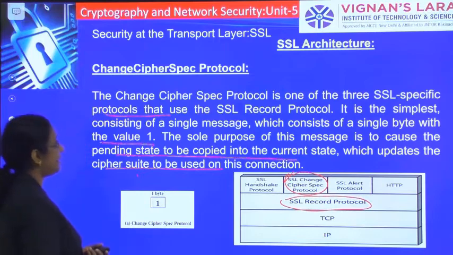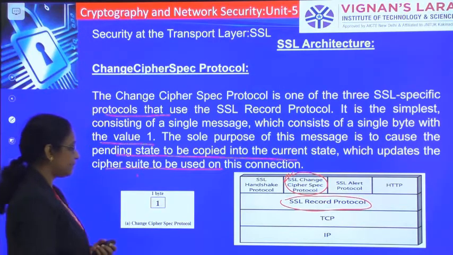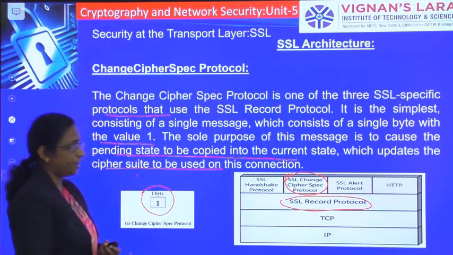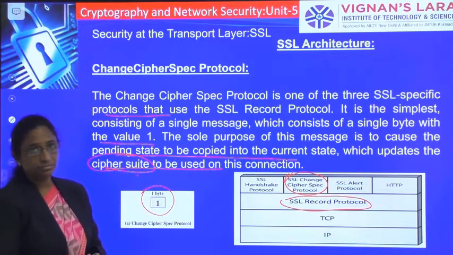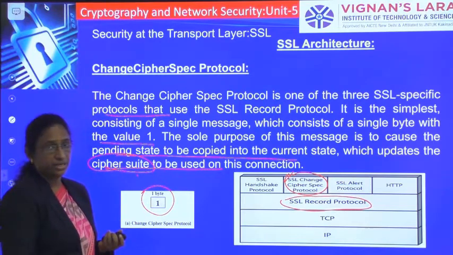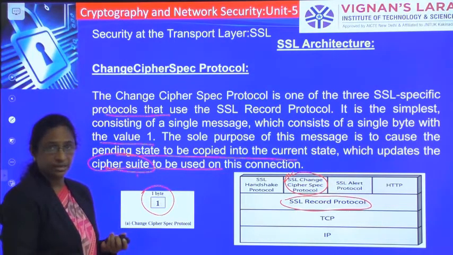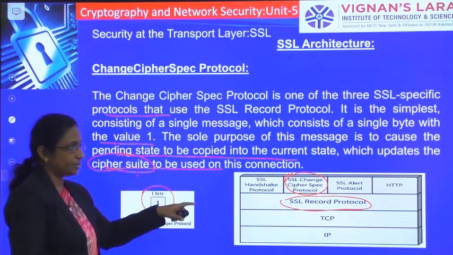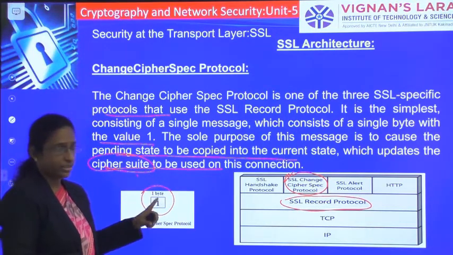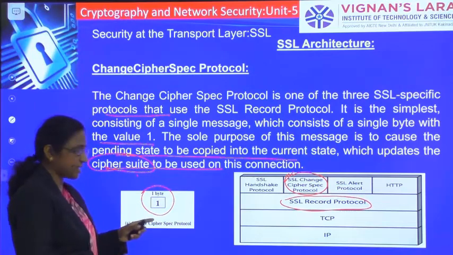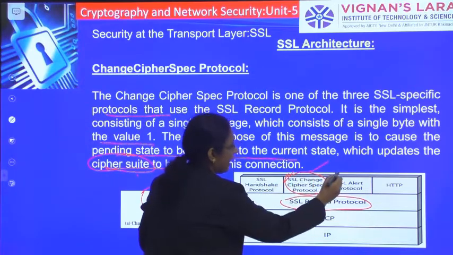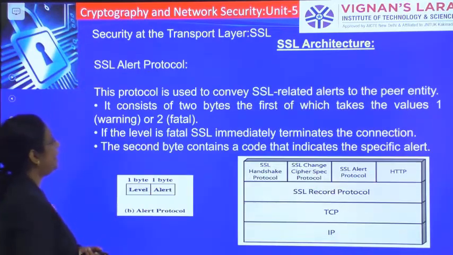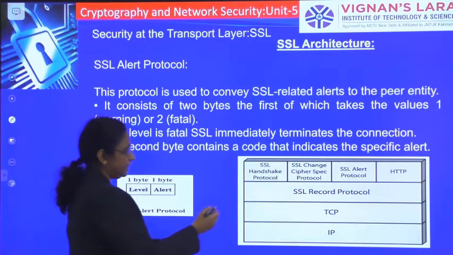So that is about the change cipher spec protocol. It consists of a single byte which represents the cipher suite that is to be updated in that connection: the cipher algorithms, the encryption algorithms, and the hash algorithms to be used for that connection. That update is represented by this 1 byte change cipher spec protocol. Next one is your alert protocol. Here also you have the alert protocol.